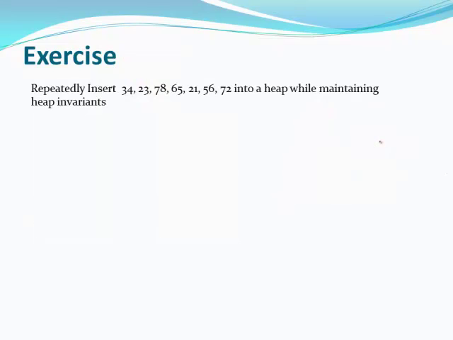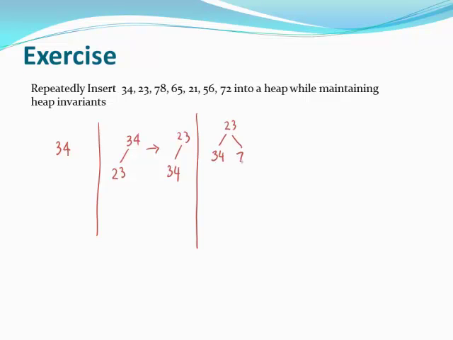So we can do this exercise of repeatedly inserting 34, 23 into a heap. We start by inserting 34, that goes to the root, and then we insert 23 as the next available location, but because 23 is in the wrong place, we swap the two. We'll obtain this heap. Then we insert 78 into this, and since the heap order property is satisfied, we can continue.